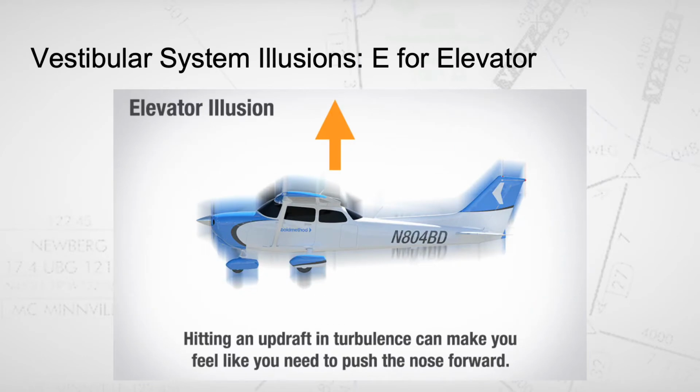The E stands for elevator. An abrupt upward vertical acceleration, as can occur in an updraft, can stimulate the otolith organs to create the illusion of being in a climb. This is known as elevator illusion. The disoriented pilot may push the aircraft into a nose low attitude. An abrupt downward vertical acceleration, usually in a downdraft, has the opposite effect. Cross-check your altitude, vertical speed, and attitude indicator often when encountering up and down drafts.